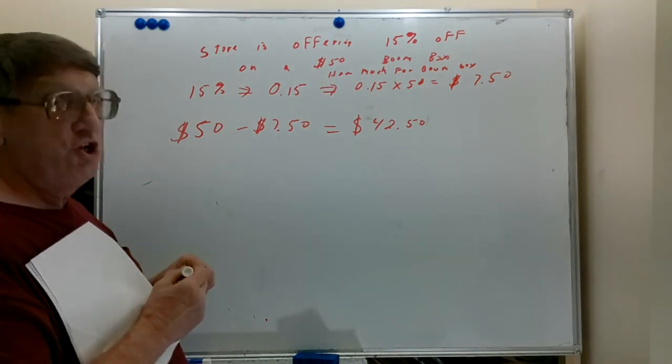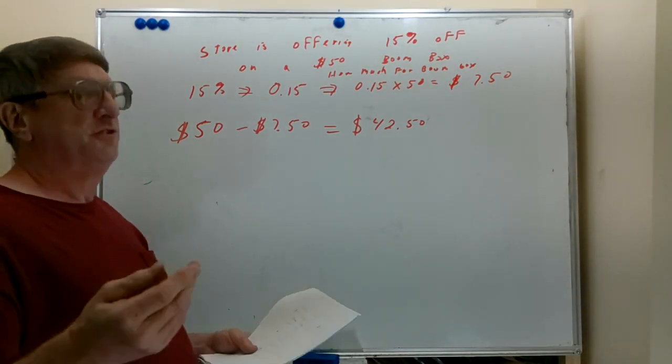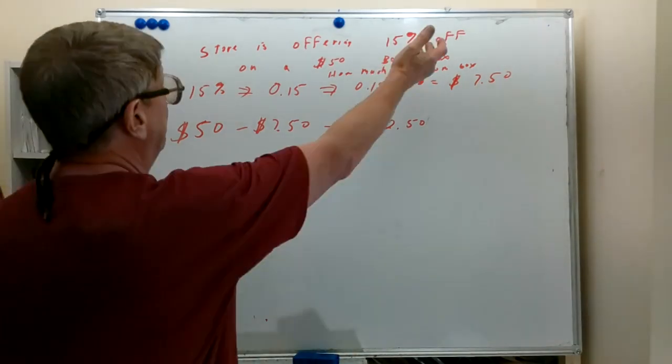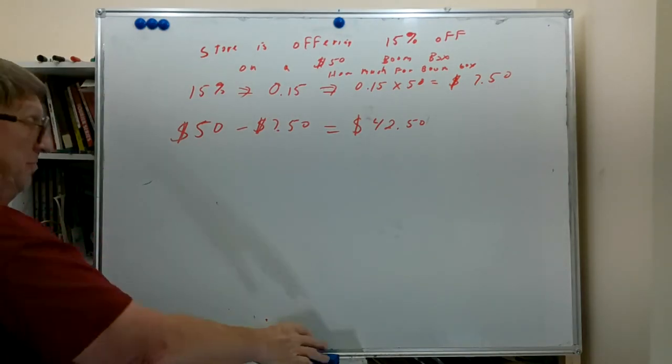So there's a use for why you might want to calculate how much a certain percentage of something was. Here we want to know what 15% of $50 is so we can determine how much money we were saving on buying our boom box.